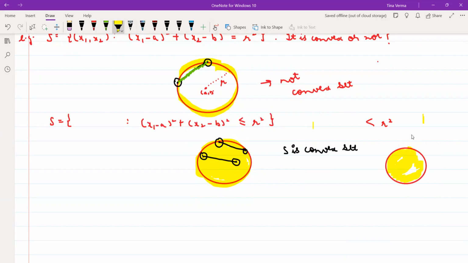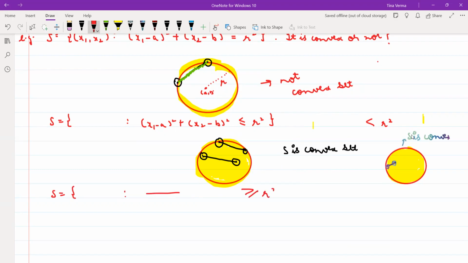That means you can go as close as you like, but the boundary should not be included. So take any 2 points anywhere, say 1 point here and 1 point even near the boundary. You can join them by a line, and that line will remain in S. So even in that case, your S is convex.